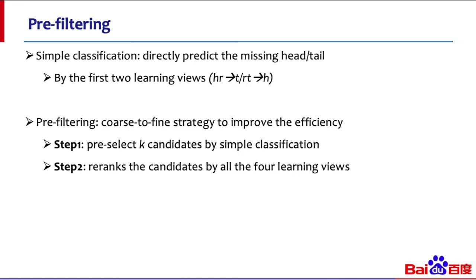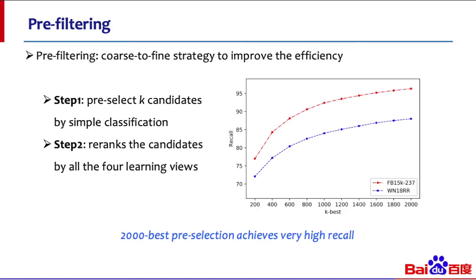To improve the efficiency of the multiview model, we propose a pre-filtering strategy. It uses a simple classification model to perform pre-filtering, and then uses the multiview model to perform re-ranking. The simple classifier uses the first 2 learning views. Each of them predicts a missing entity based on the relation and the other entity. We can find that the pre-filtering strategy works well. The pre-selection of 2,000 best candidates achieves very high recall. The multiview model only needs to process the 2,000 candidates.